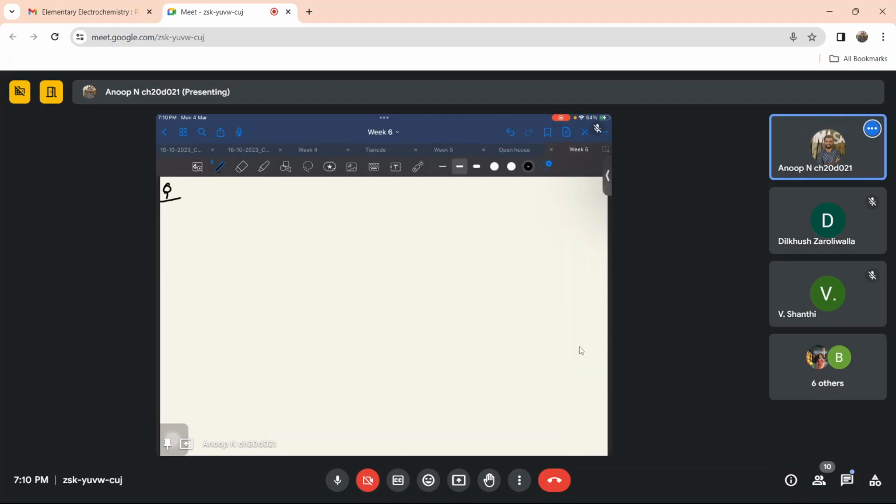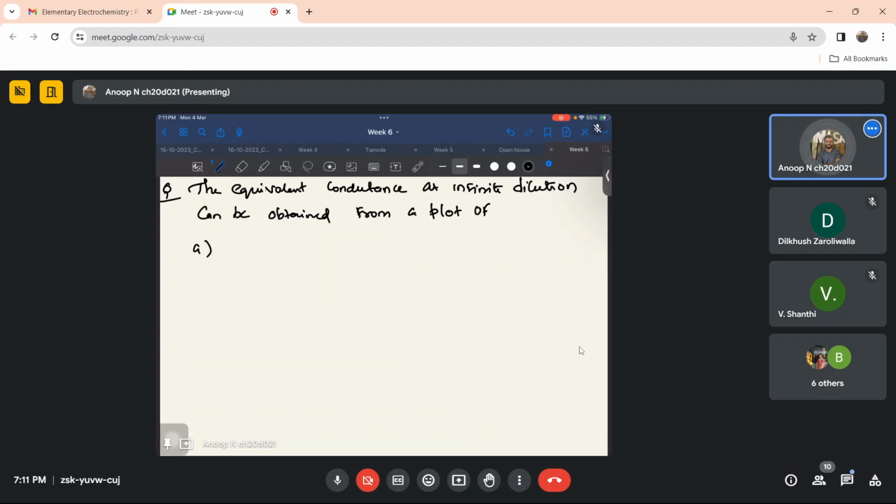So the next question is: the equivalent conductance at infinite dilution can be obtained from a plot of A, lambda versus C; B, lambda versus root C; C, lambda versus C square; D, lambda versus 1 by C. What's the answer?